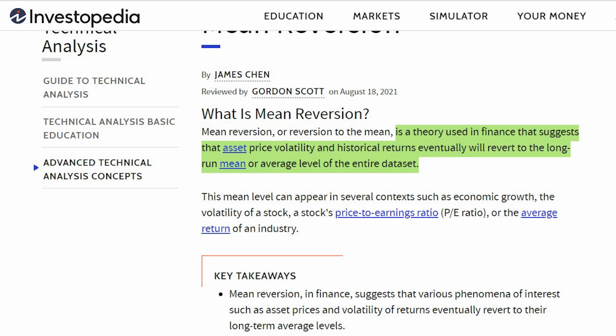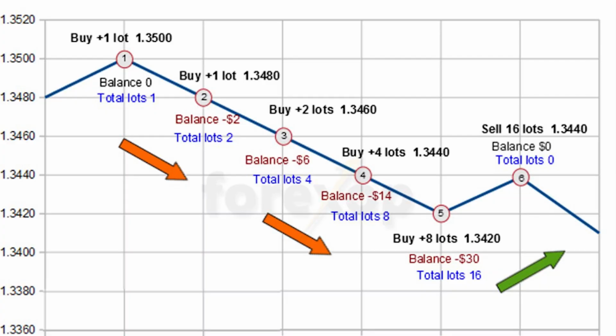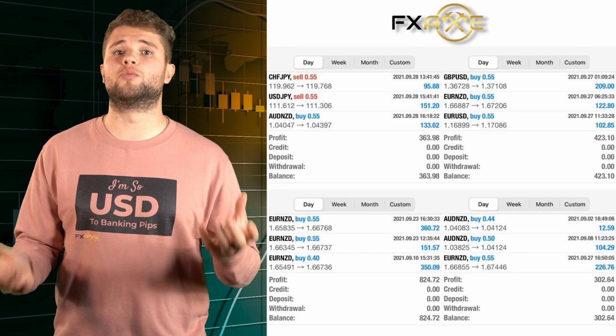The martingale strategy relies on the theory of mean reversion, which states that asset price volatility and historical returns will eventually revert to the mean or average of the dataset. The system's mechanics involve an initial bet or trade that is doubled each time the bet becomes a loser, or a trade goes against you. Given enough time and the theory of mean reversion stating that price will likely return to an average, one winning trade will make up for all the previous losses, leaving the trader with overall profit.